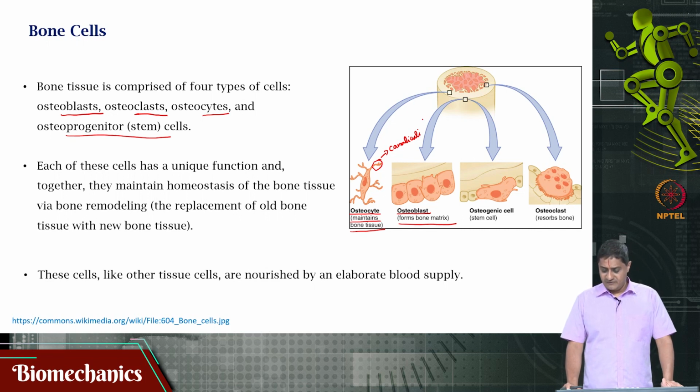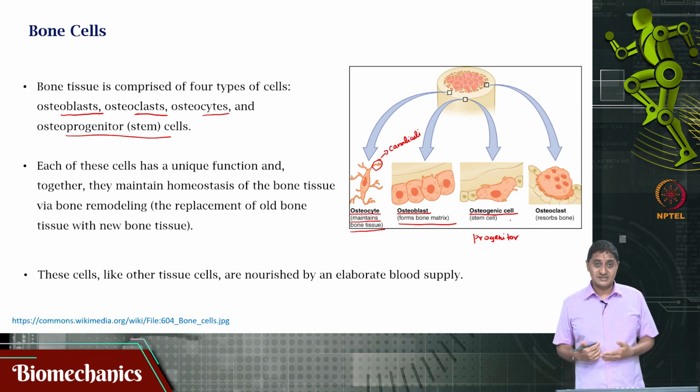Then you have a special type of cell called the osteogenic cell or osteoprogenitor cell. Progenitor means something that is going to generate new cells, stem cells. So, these stem cells give rise to osteoblasts, which then go on to become the osteocytes. They are the precursor to the osteoblasts and the osteocytes.